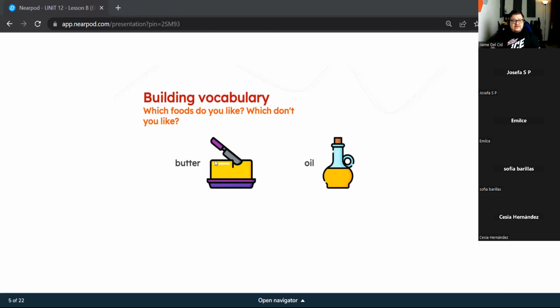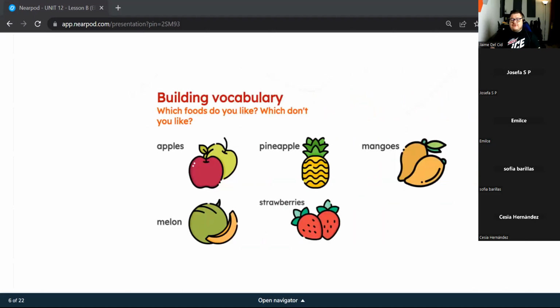So we have butter. This word butter is mantequilla. Okay, so we have butter and oil. So there are going to be some foods that we're going to cook with butter, and there are going to be some other foods that probably we have the preference for oil, right? Butter or oil.